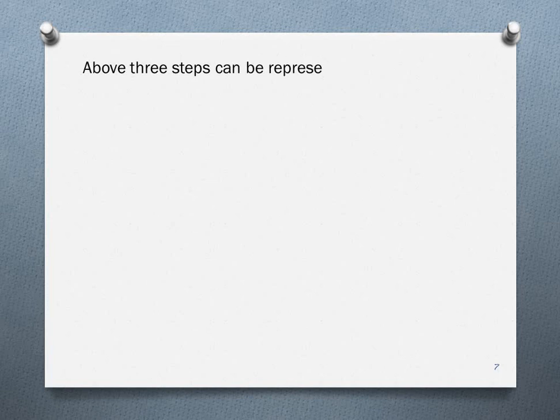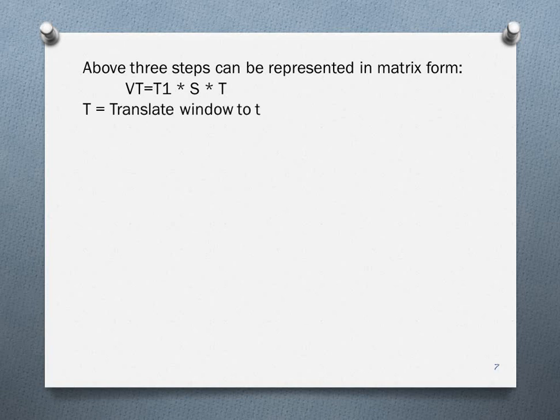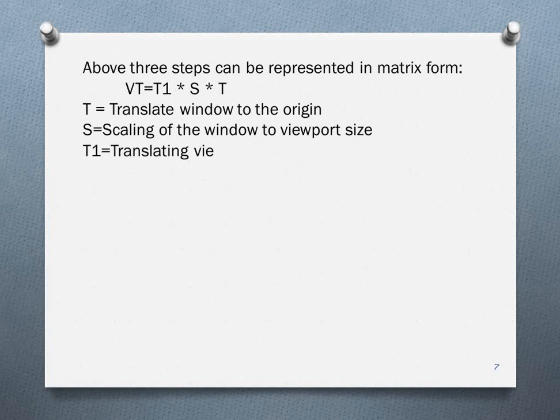Now the above three steps can also be represented in matrix form. So we will arrange all these steps. First of all, we have to translate the window to the origin. So we will arrange all these steps from right to left to create a composite matrix. The second step is scaling of the window. We have arranged all three steps from right to left.